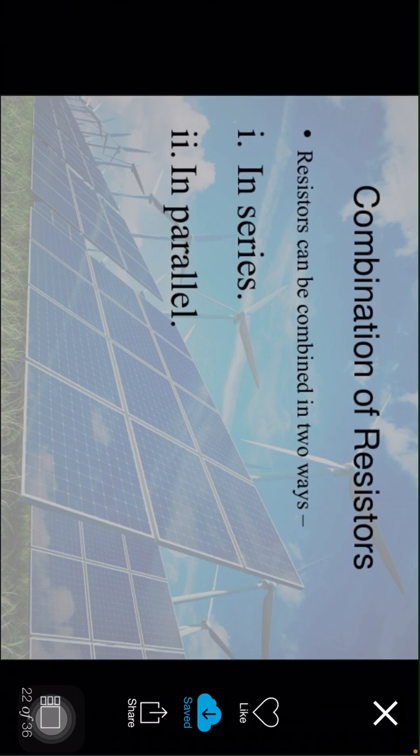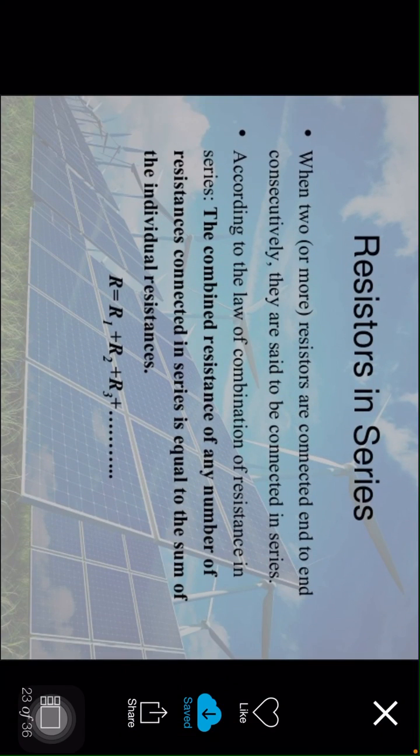Now today, one more important concept: combination of resistors. Resistors can be combined in two ways: in series and in parallel. Resistors in series: when two or more resistors are connected end to end, they are said to be connected in series. According to the law of combination of resistances in series, the combined resistance of any number of resistances connected in series is equal to the sum of the individual resistances, that is R equals R1 plus R2 plus R3, and so on.